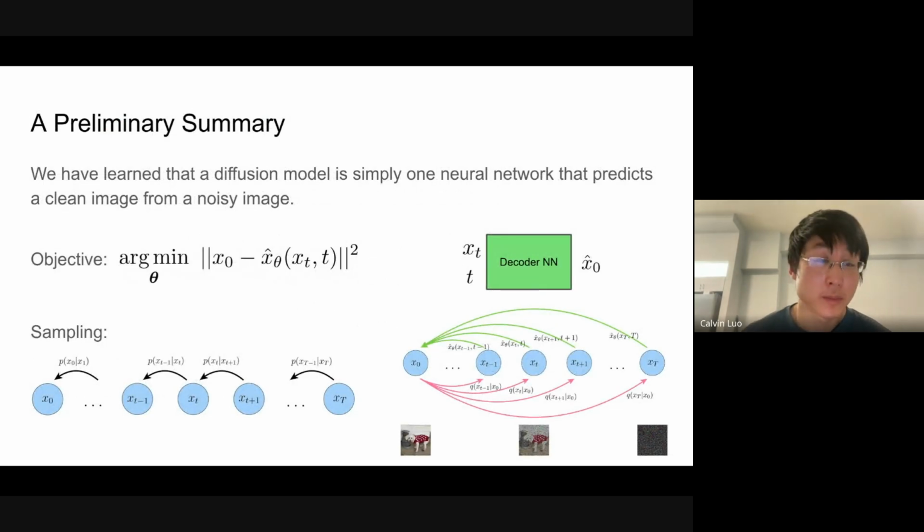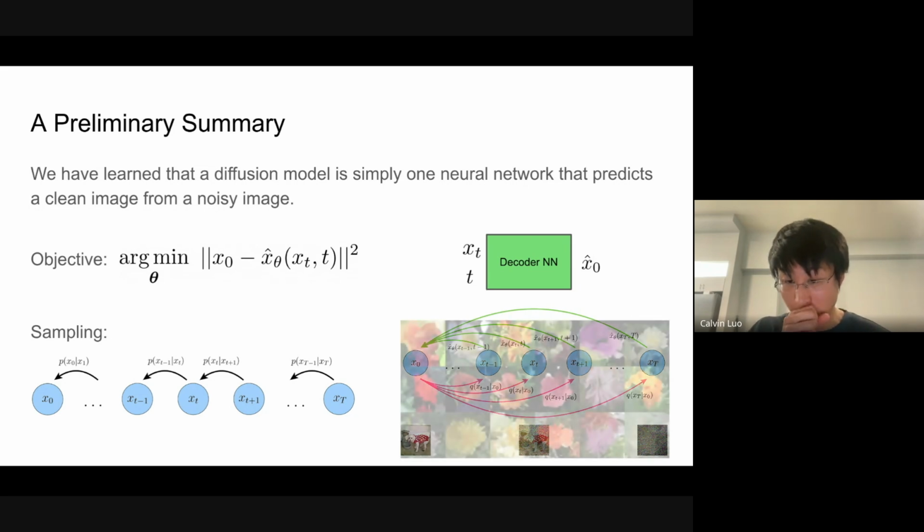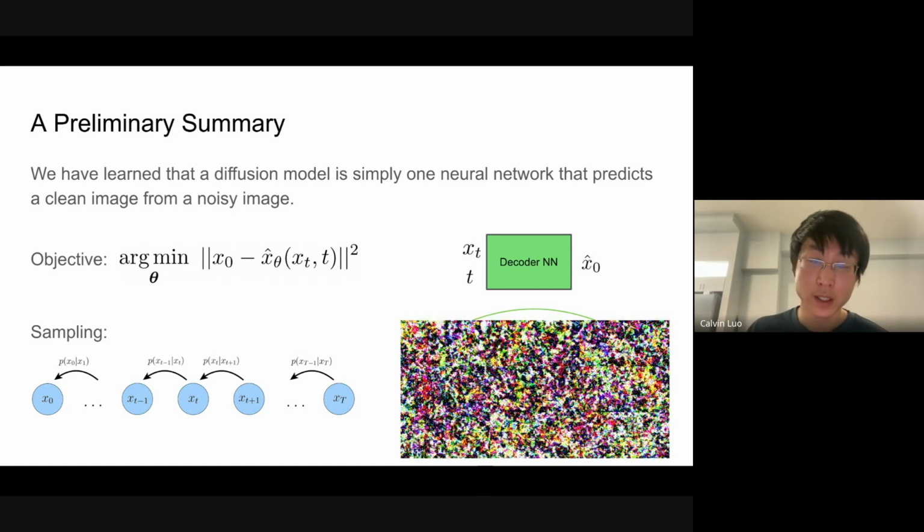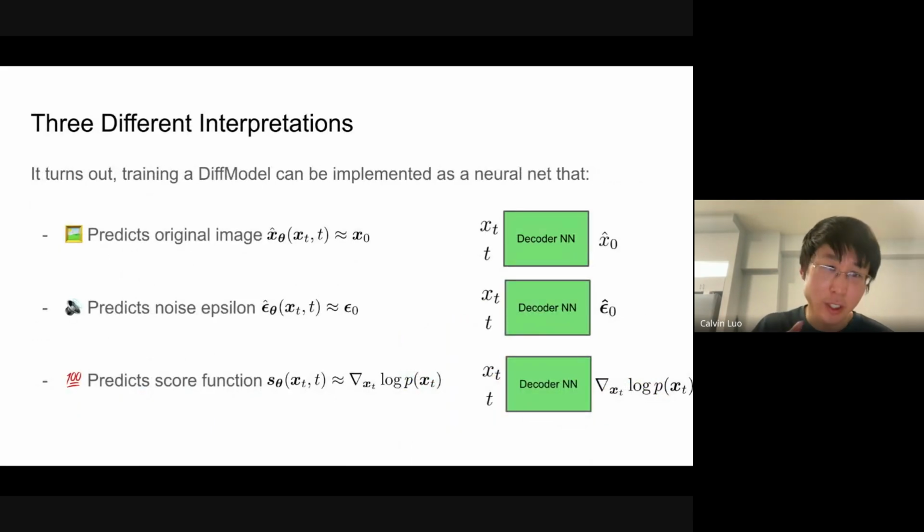So a preliminary summary of diffusion models is that it's really just one neural network that predicts a clean image from a noisy image. Right? The objective is quite simple. For the sampling procedure, we simulate those intermediate decoding arrows by using our model that learns to predict a clean image, add back noise, predict clean image, add back noise, etc. I guess this is another helpful visual of what's going on. And we've also learned 3 different interpretations where a diffusion model can be seen as modeling explicitly x0. You can also learn diffusion models to predict source noise epsilon 0 or a score value.